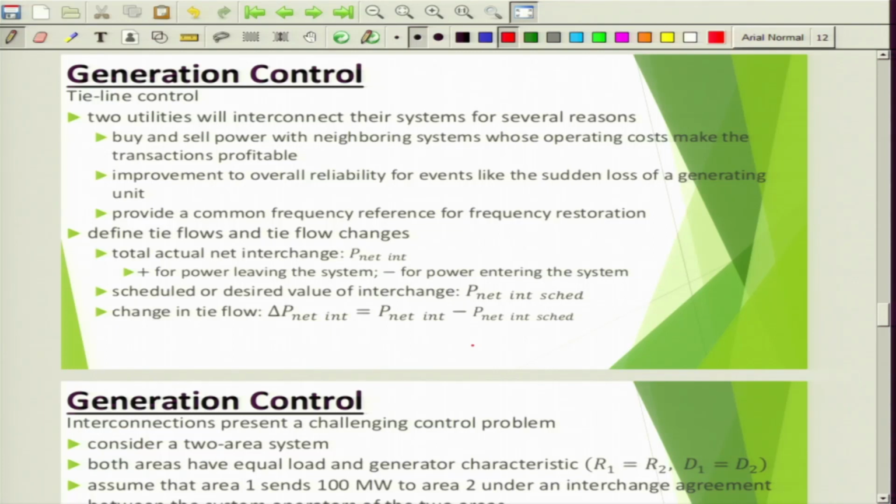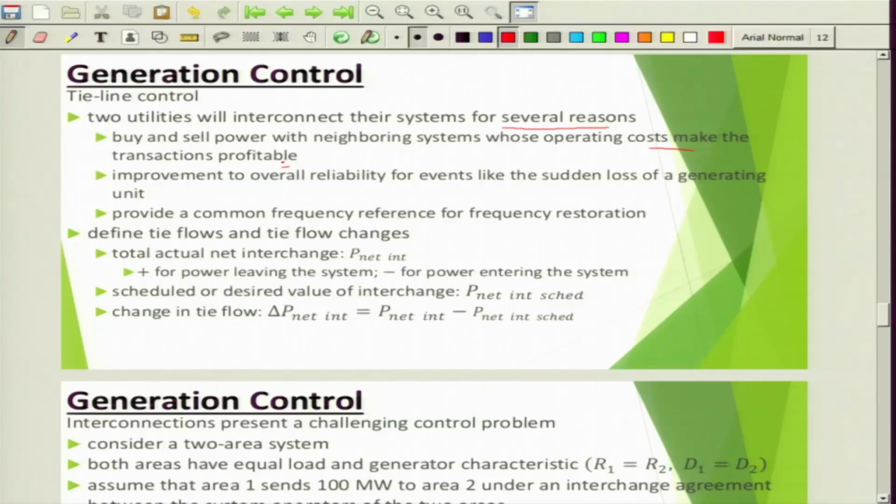Two utilities will interconnect their systems for several reasons. Why do they have to interconnect? One is to buy and sell power with neighboring systems whose operating costs make the transactions profitable. Not only between two networks within a country, there will be power exchange between two countries also, like Bangladesh and India and many other countries in Europe. Why do they do that? The reason being, I want power and you have excess power. If I build a new thermal power plant to augment the power, it will be costlier for me. Rather, I will take power from the neighboring country. He will also benefit, I will also benefit.